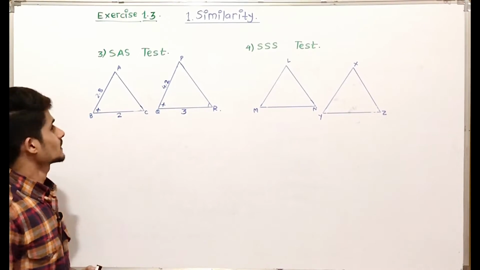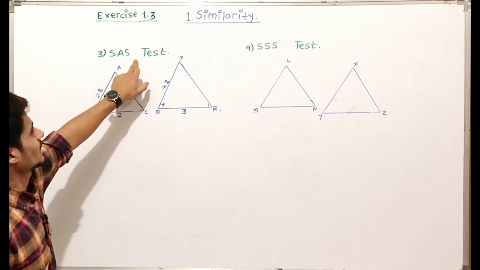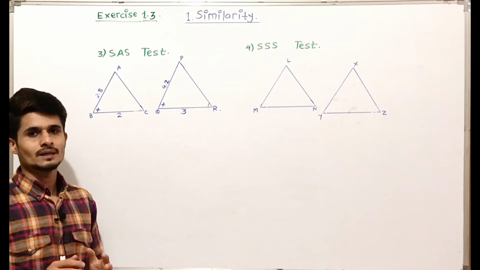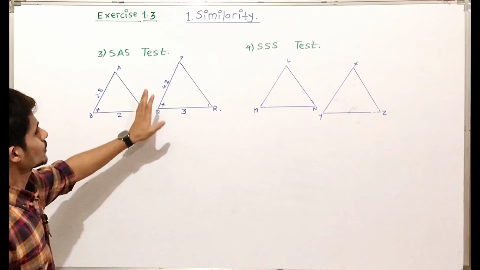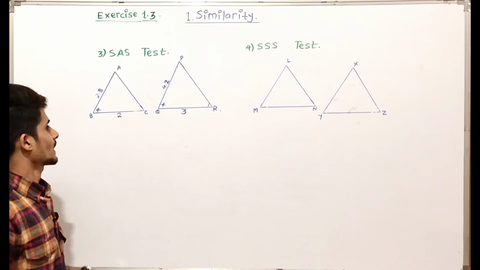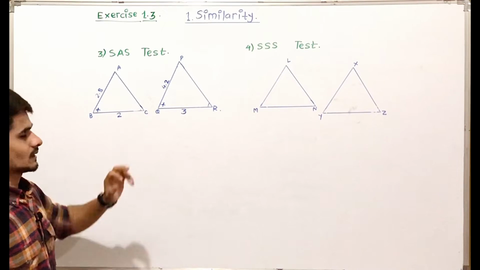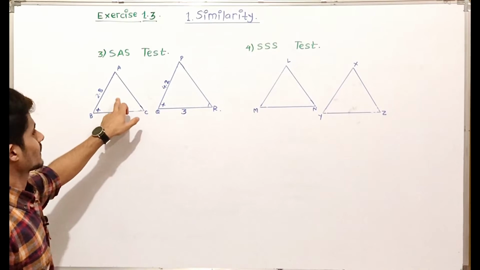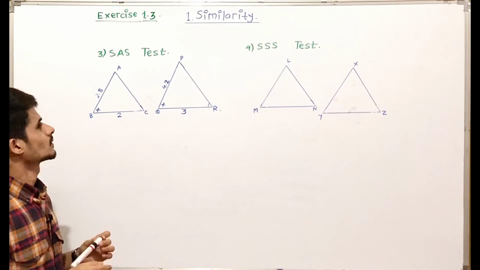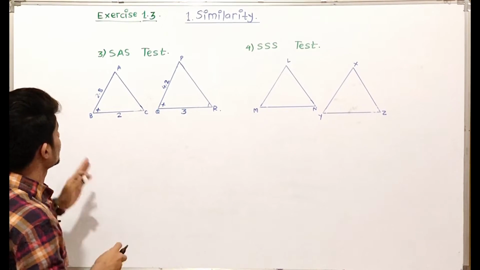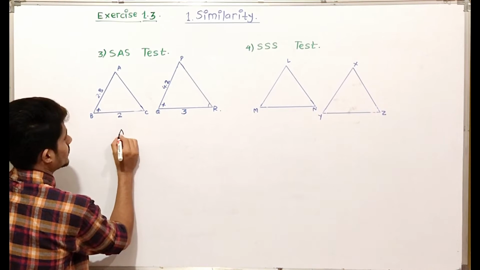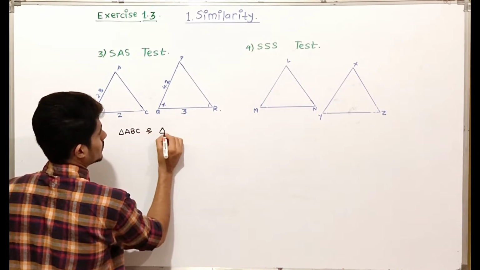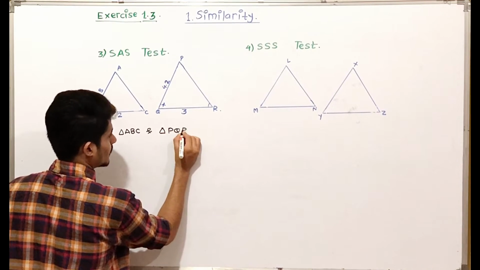The SAS test, that is the side angle side test. In this, if two sides of one triangle are proportional to two sides of the other triangle and one angle is congruent, then by the SAS test, the triangles will be similar. That is, we have two triangles, ABC and triangle PQR.